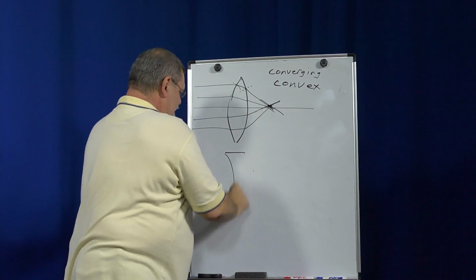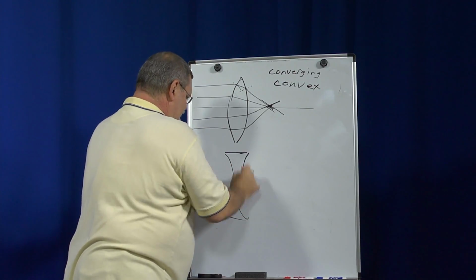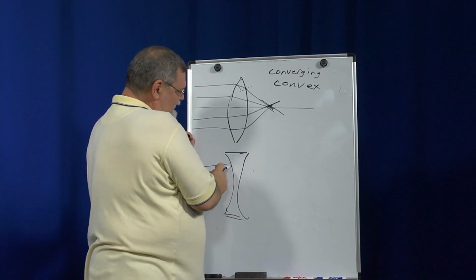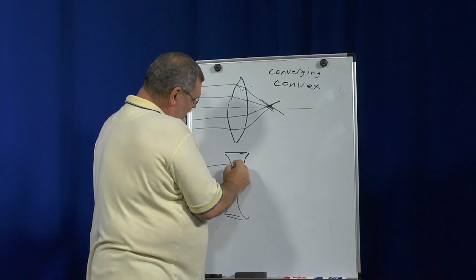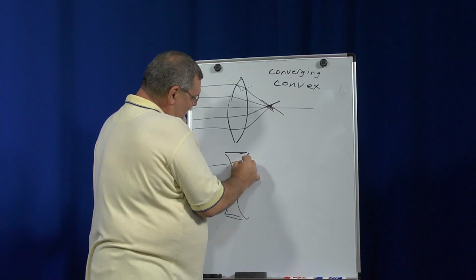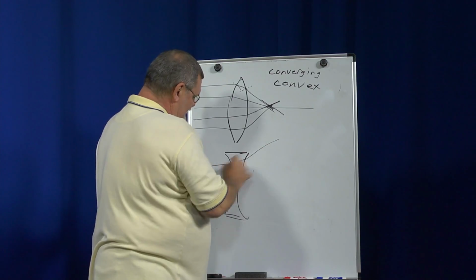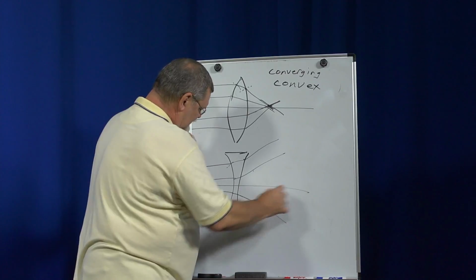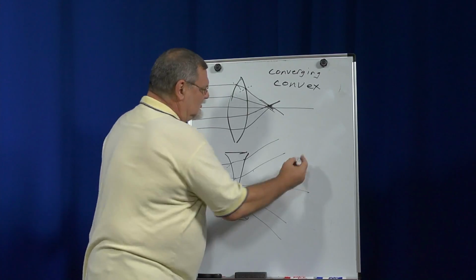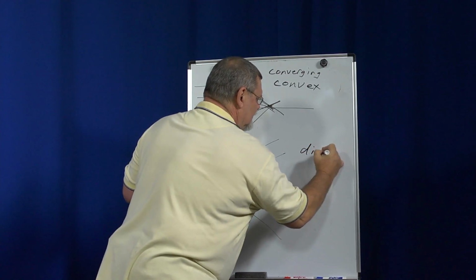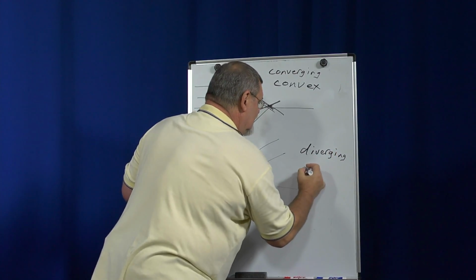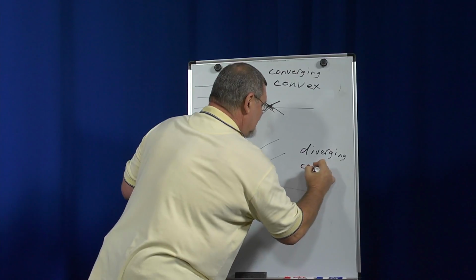The other one is the concave lens, and just the opposite happens. As it enters the glass, there's my surface normal, it's going to be bent towards the surface normal, and as it exits, it's going to be bent away, so the light rays are going to come in and spread out. And this is a diverging lens. Why am I telling you this? Is this a test question? Could very well be. And this is the concave lens.